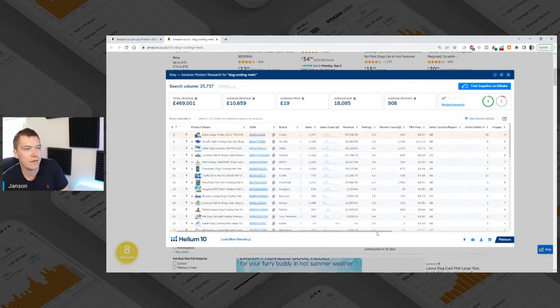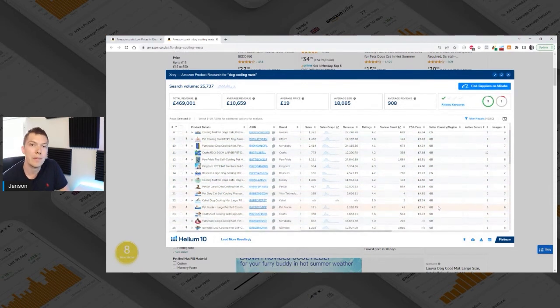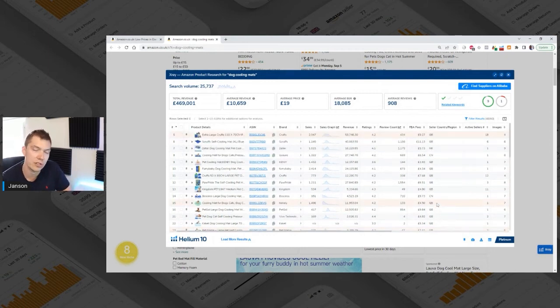And then my next favorite column, which Helium 10 presents to you, is the seller country region. If you have a look through this column and it's just HK, CN, HK, CN, that means Hong Kong or China. And the reason that's important is because if you see a ton of Chinese sellers, it means there's an opportunity for you to come in and say, we are a UK brand, English speaking staff, 24/7, etc.